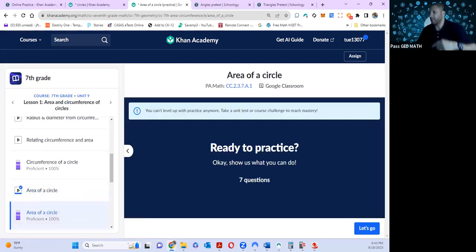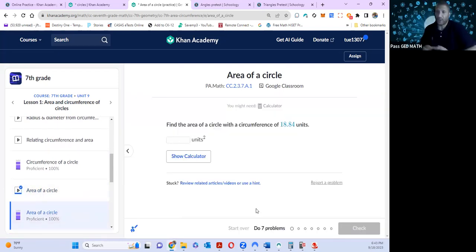Okay? Let's practice. So let's look at the area of a circle. Find the area of a circle with a circumference of 18.84. What, Mr. Tinsley? What are you talking about? How can we find the area of a circle if they gave us the circumference? I don't even know where to start. What you should be thinking in your head every time you come across a problem you do not know. You should be hearing me in your head. Identify your givens, identify what they want to know, go get your formula.